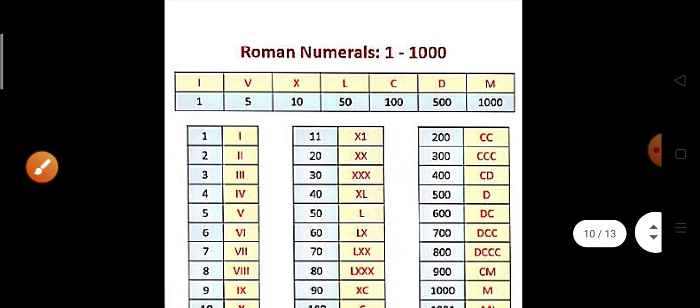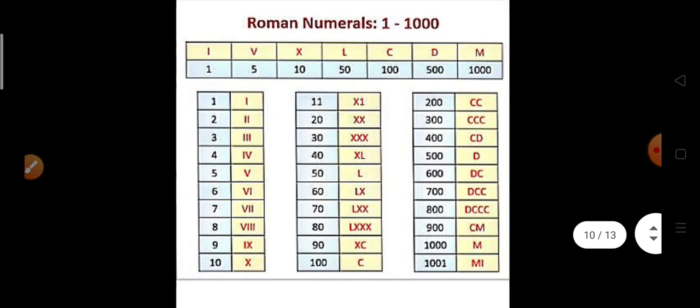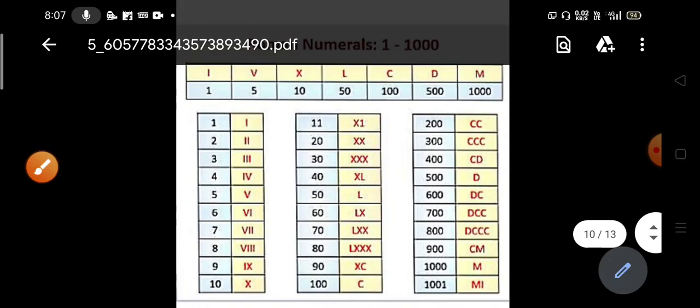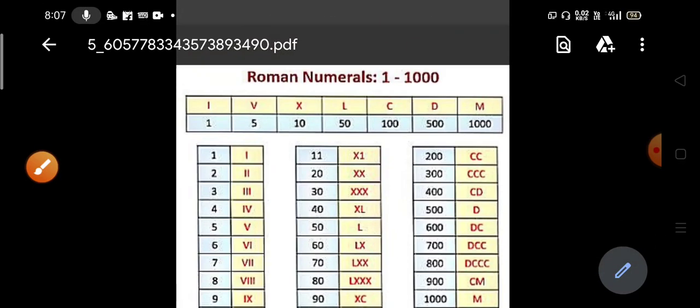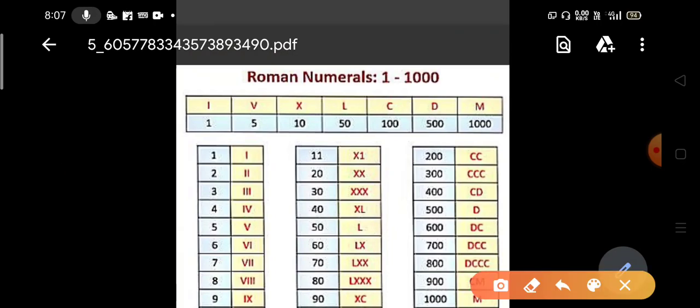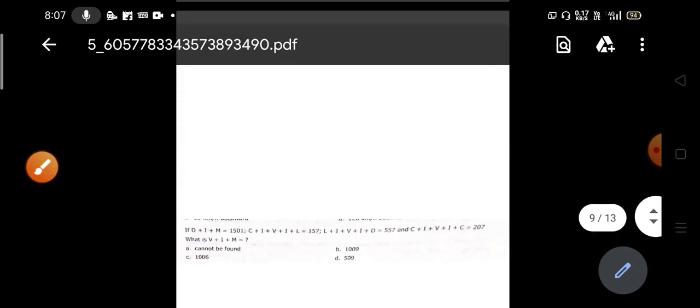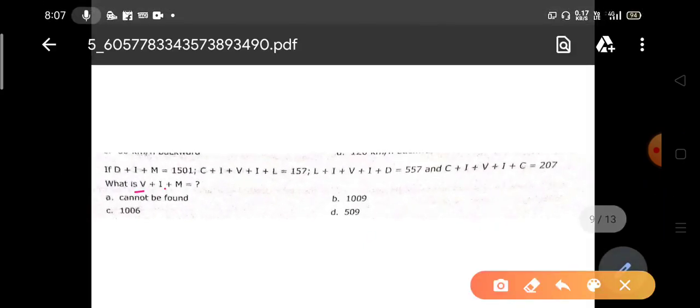But I suggest that you remember these numbers for the Roman numerals, so that if you get this kind of question you can easily solve it within 1 minute. So I is 1, V is 5, X is 10, L is 50, C is 100, D is 500, and M is 1000. So we have to find V plus I plus M.